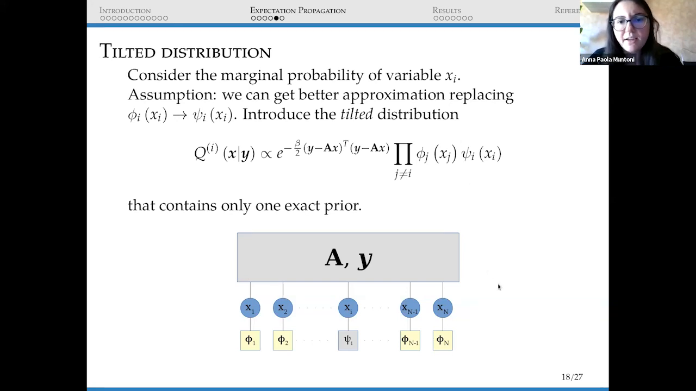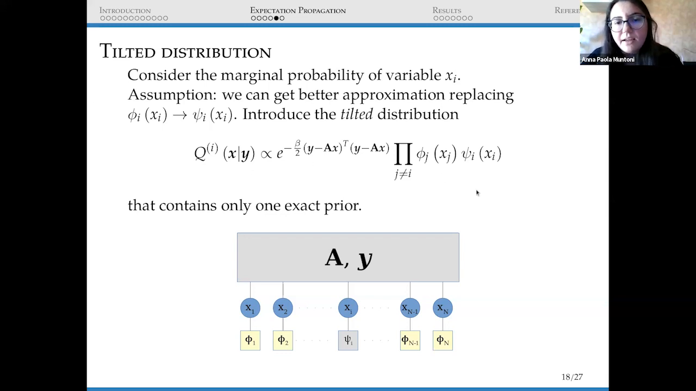So graphically, this is the factor graph that you have, where you have the exact likelihood. These are all the variables that you're interested in. These are the priors, all approximated, except the one associated with the ith variable. And of course, since this prior is exact, you assume that you can get a better approximation of the marginal and expectation of this marginal if you do this replacement.